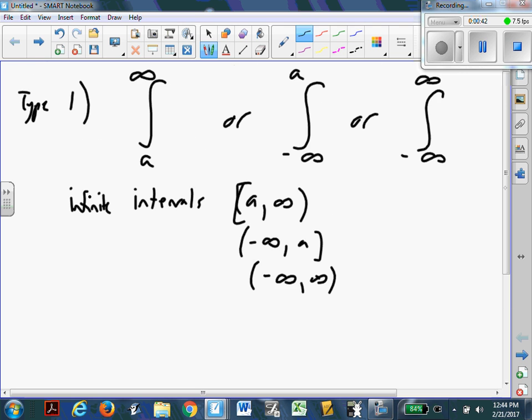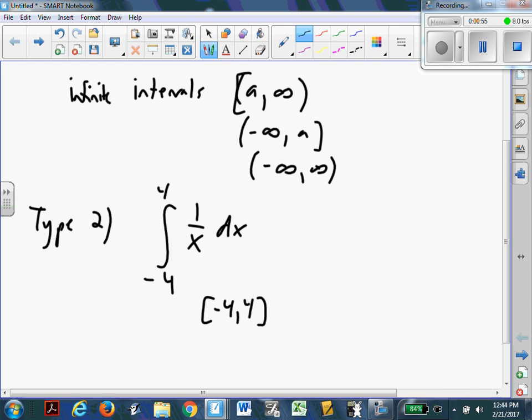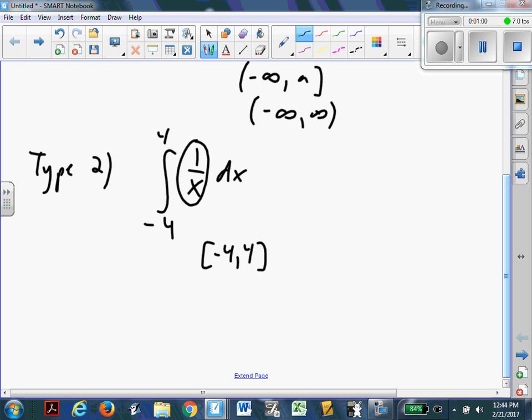Type 2 is where we have a situation where, for example, we take the integral from negative 4 to 4 of 1 over x dx. Note that on the interval from negative 4 to 4, our function is unbounded at 0. Not that it's just undefined at 0, but it's unbounded, which means that the limit as x approaches 0, let's say from the right, is going to go to infinity. So those are our two types.